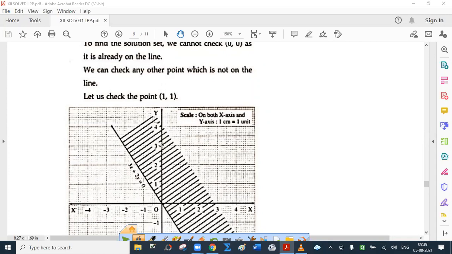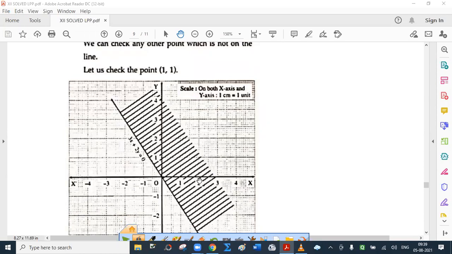If you want to verify, you can. Suppose you choose this point (0, 3). So 3 into 0, 0; 2 into 3, 6. Is 6 greater than 0? Yes. Suppose you decide to select this point (2, 0): 6 greater than 0? Yes. Suppose you decide to select (3, -1): 3 into 3, 9; 2 into minus 1, minus 2; 7. 7 greater than 0? Yes. And therefore, this shaded region is the graph of the solution set of which inequation? 3x plus 2y greater than or equal to 0.